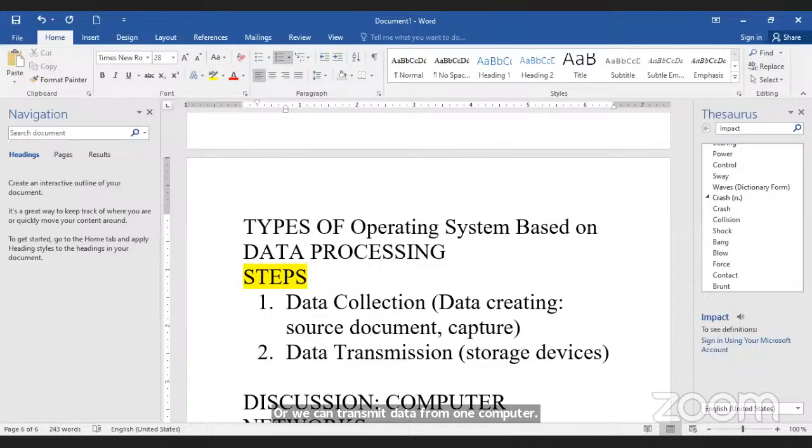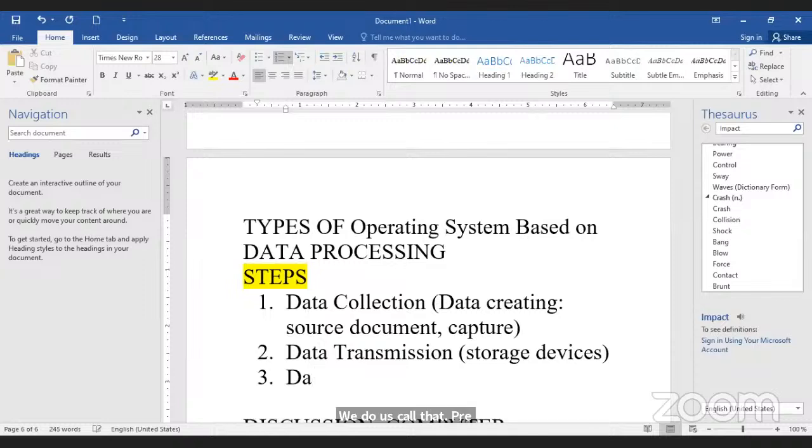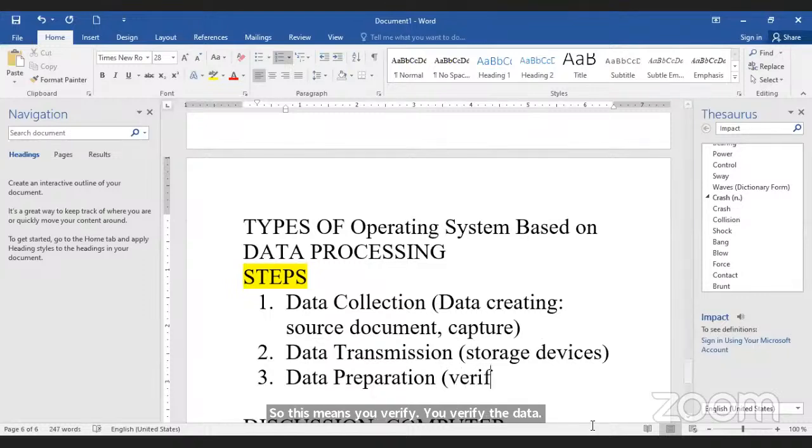After data has been transmitted, we do what's called data preparation. Data preparation. This means you verify the data that you want to process.